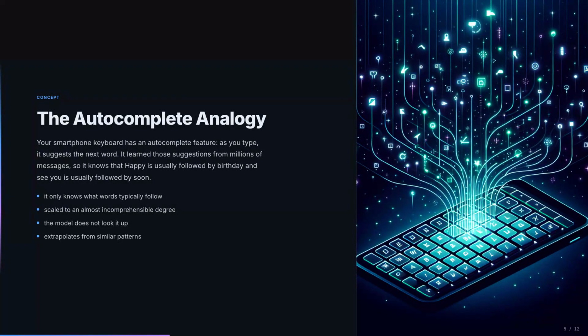Your smartphone keyboard has an autocomplete feature. As you type, it suggests the next word. It learned those suggestions from millions of messages, so it knows that happy is usually followed by birthday and see you is usually followed by soon. It has no idea if what you are typing is true. It only knows what words typically follow other words. An LLM is this exact mechanism, scaled to an almost incomprehensible degree, trained on hundreds of billions of words from books, Wikipedia, research papers, news articles, forums, and websites. Every pattern it has ever absorbed is compressed into billions of numerical parameters. When you ask what is the capital of Australia, the model does not look it up. It runs a pattern match.